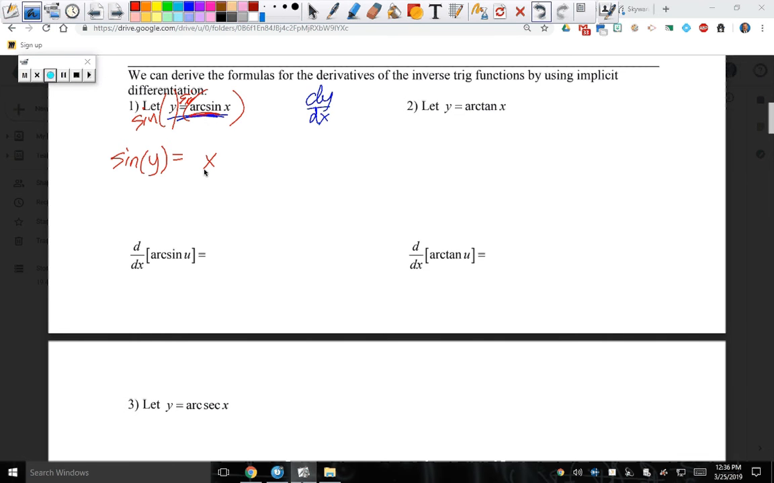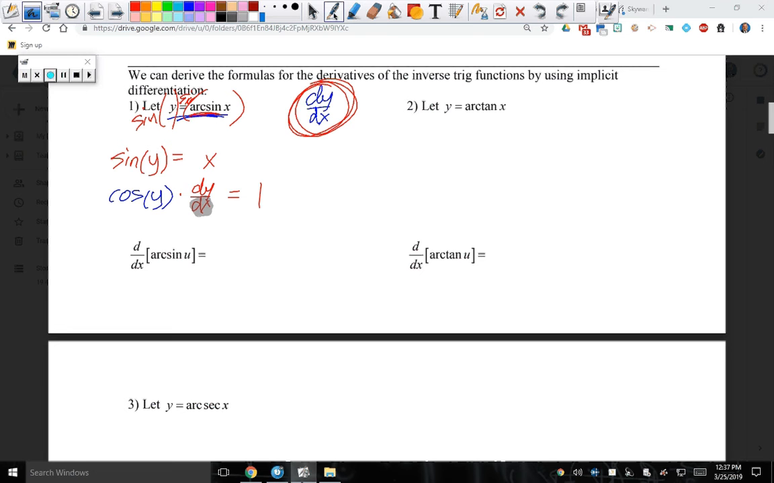Okay, here we go. My goal is to find this. So what could I do right now? I could derive it implicitly. What's the derivative of the left side? Cosine of y times dy dx. There we go. This is what I needed. And now I have it. What's the derivative of the right? 1, because we're in respect to x by default.